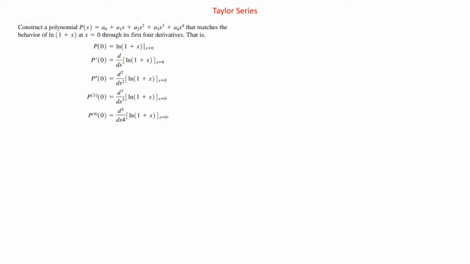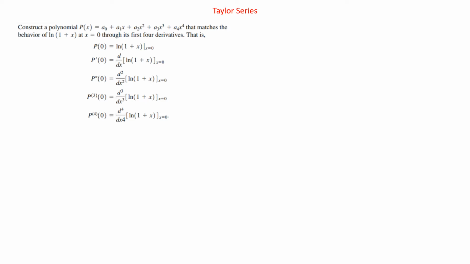So let's look at a very similar one. Construct a polynomial, it's the same thing, that matches the behavior of natural log of 1 plus x at x equals 0 through the first 4 derivatives. So we're going to have to find those first 4 derivatives and plug in 0, because as we saw last time, each of those a values is going to be the derivative divided by the n factorial.